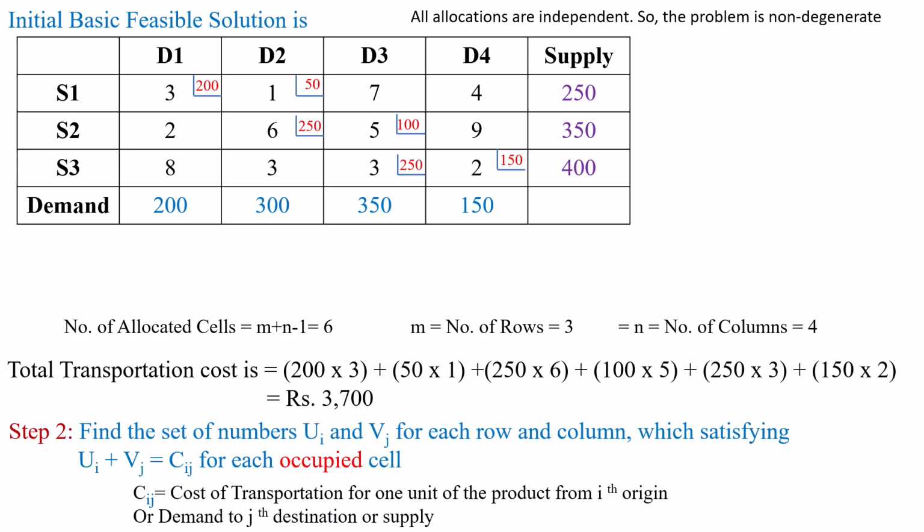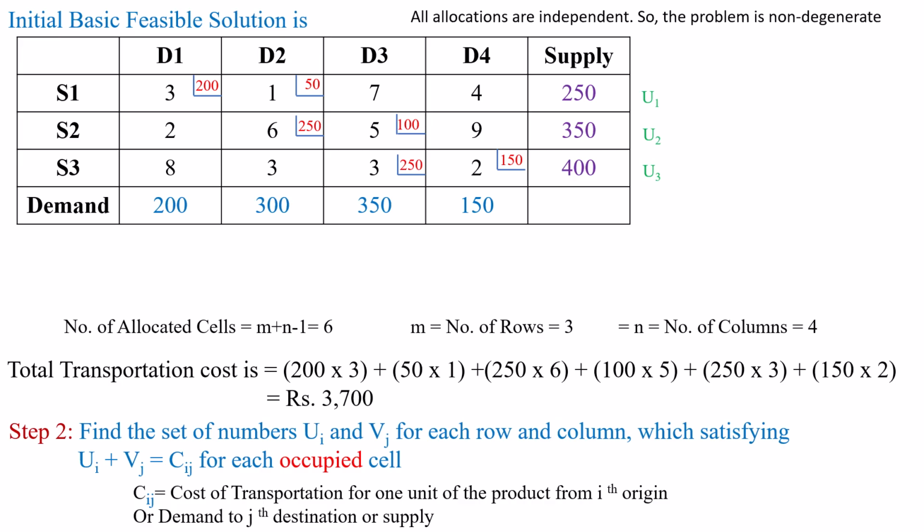Remember here i represents the row number and j represents the column number. So we have to determine the set of numbers ui and vj by using the relation ui plus vj equal to cij. Remember that we have to use this relation only for the allocated or occupied cells. There are 3 rows, so 3 u numbers: u1, u2, u3 for the S1 row, S2 row and S3 row.